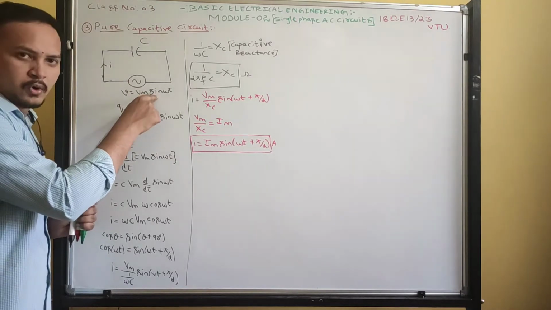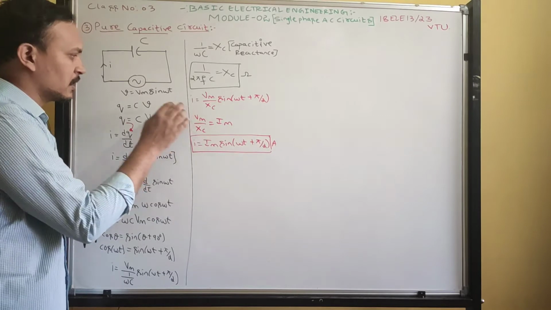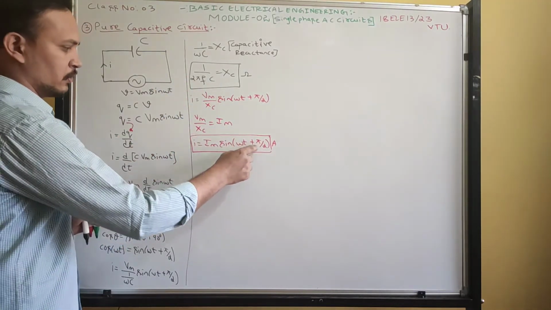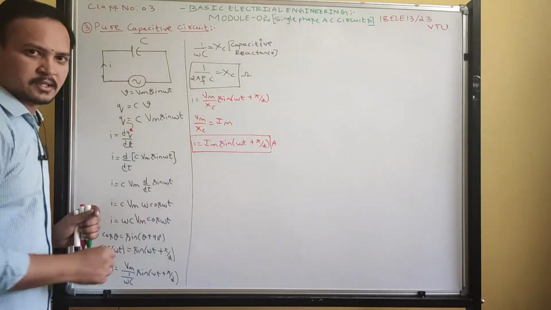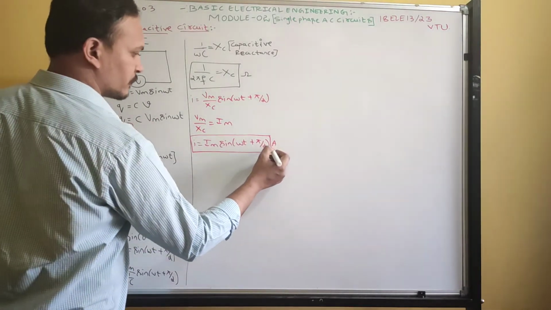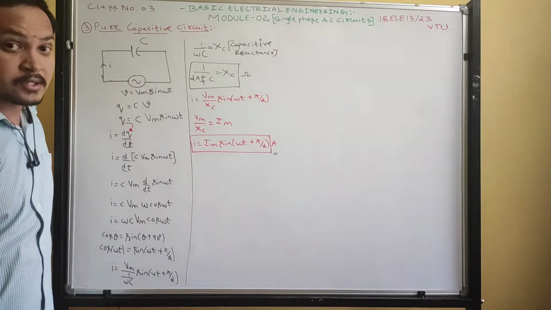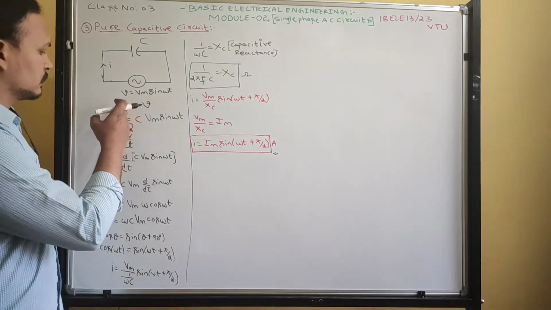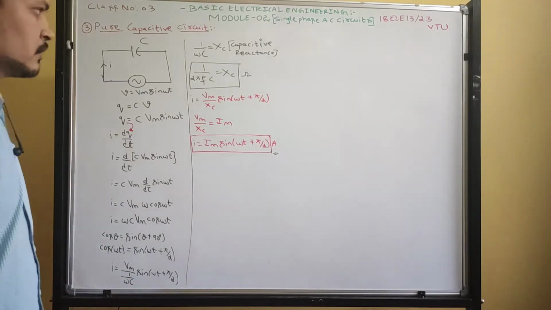See, with respect to voltage, what is your current? Plus means leading. Current leads the voltage by 90 degree or pi by 2. This current is going to lead the reference voltage by 90 degrees at all instants. Okay. In the exam, they are going to ask this question: show that in a pure capacitive circuit current leads voltage by 90 degree. Draw the circuit and write all these things. That's it.